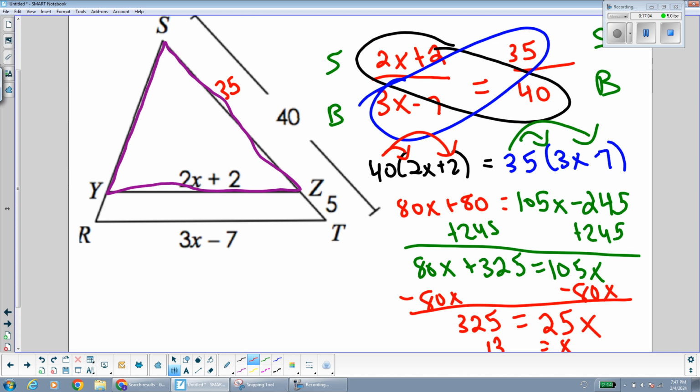So remember, we're looking for yz. So I'm just going to plug in the x value into the expression for yz. So 13 times 2 is 26, plus 2 is 28. So the length of yz is 28.